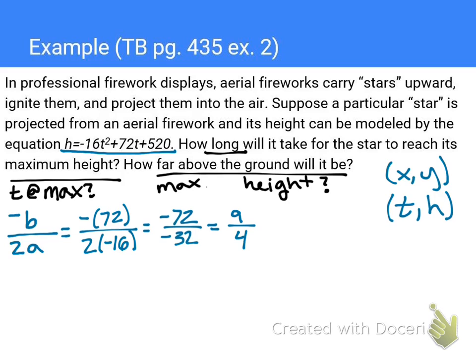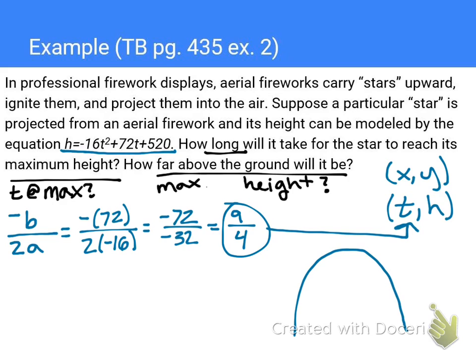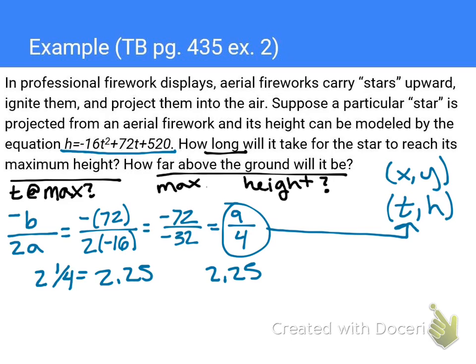Okay, so that tells us that 9/4 is the value here. That's the t value at the vertex, which if you can picture here, this is like the parabola, right? So our vertex, that's where the max happens. So this is the t coordinate, right? The x coordinate is 9/4, or we could say 2 1/4, right? We could also write that as 2.25. So for time, usually we don't give time as a fraction, we give it as a decimal. So in answering this question, I would probably say it will take 2.25 seconds for the star to reach its maximum height.